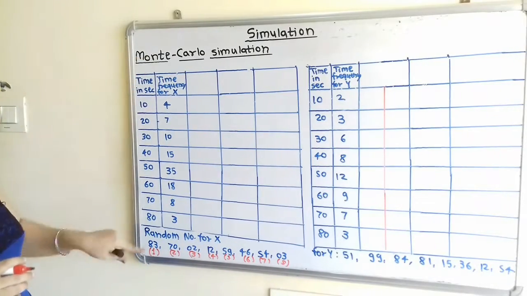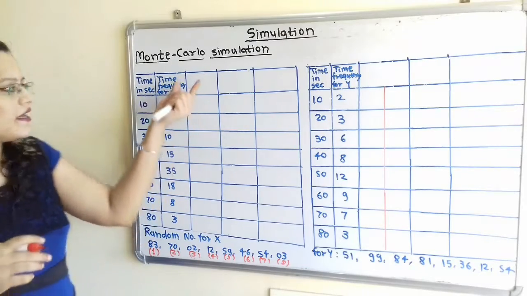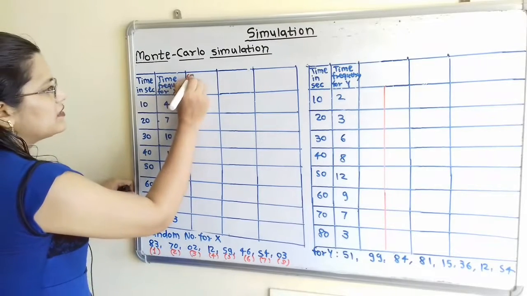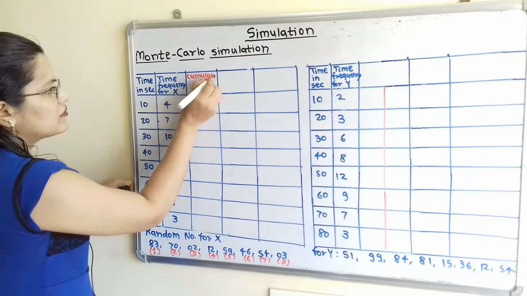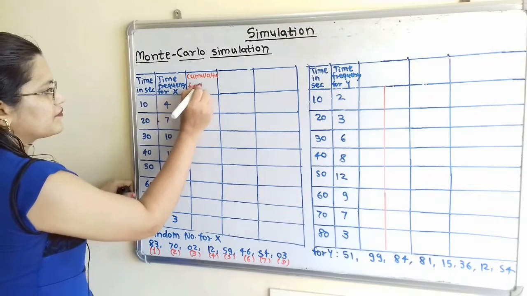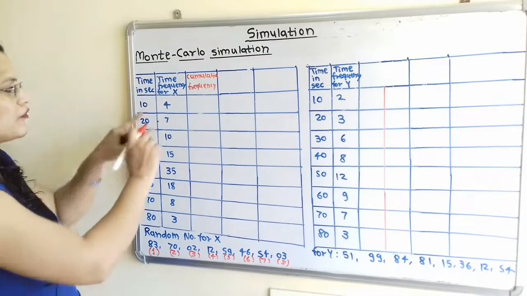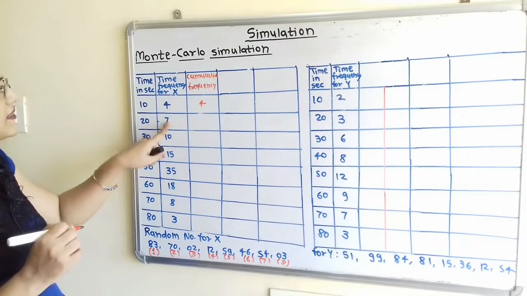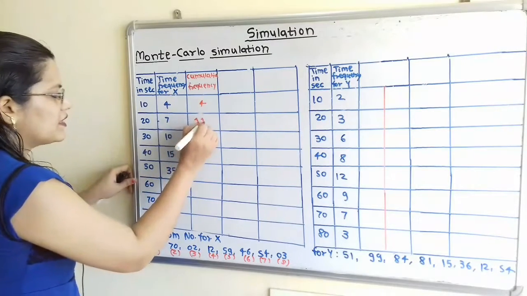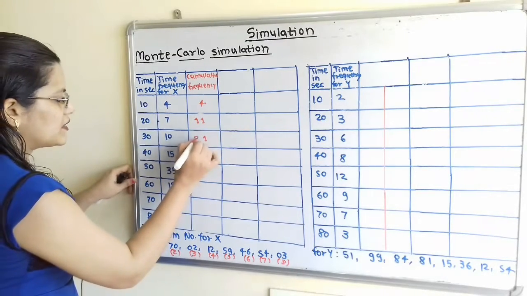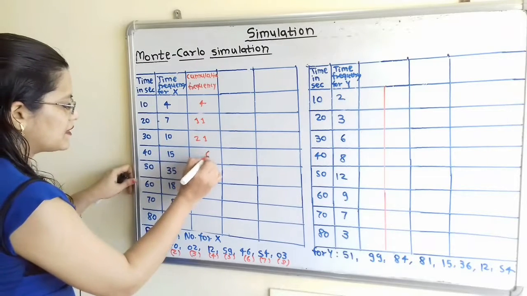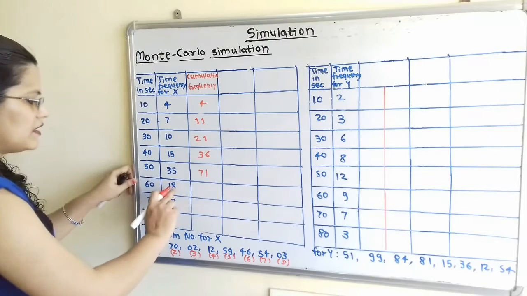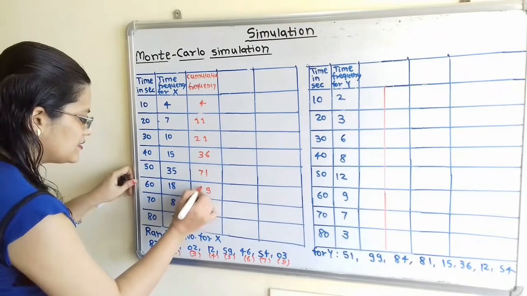Now if we observe this table, we will first make a column to calculate the cumulative frequency, so I will write here cumulative frequency. How to calculate this? The first frequency we write as it is. Then for the next we take 7 plus 4, that is 11. Then 10 plus 11, that is 21. Then 21 plus 15, that is 36. Then 35 plus 36, that is 71. 71 plus 18, that is 89.